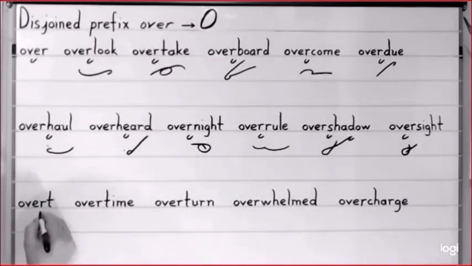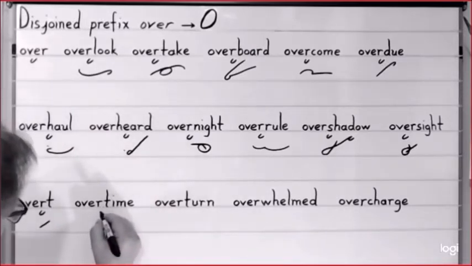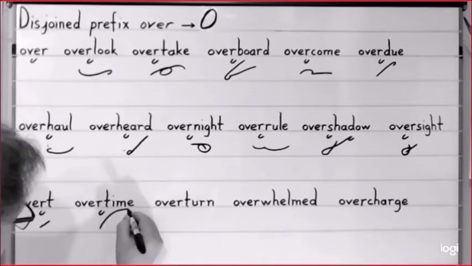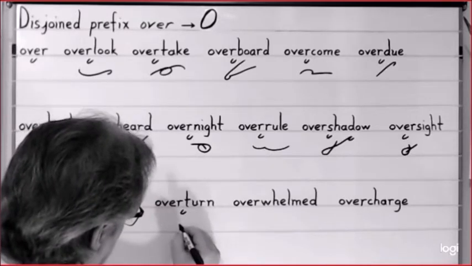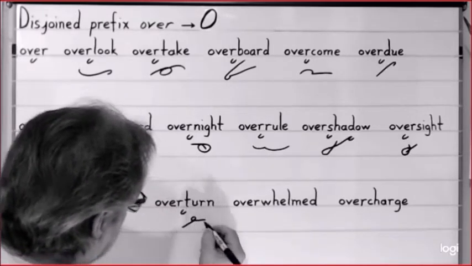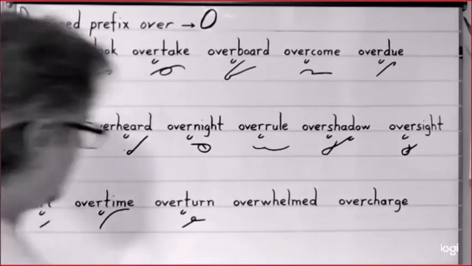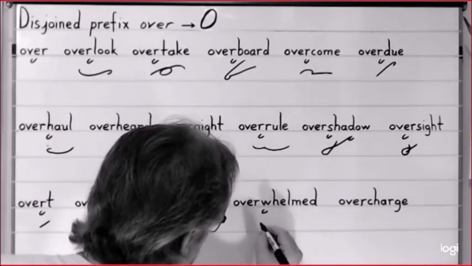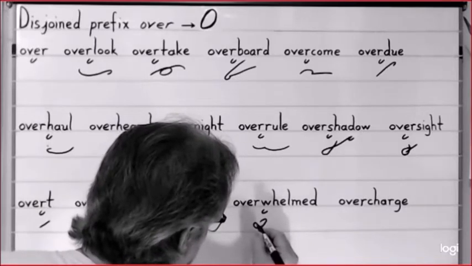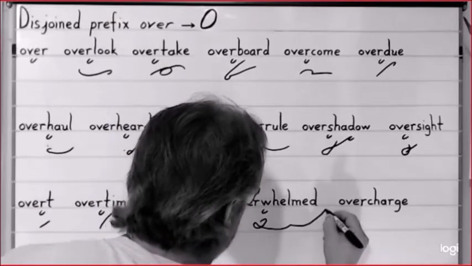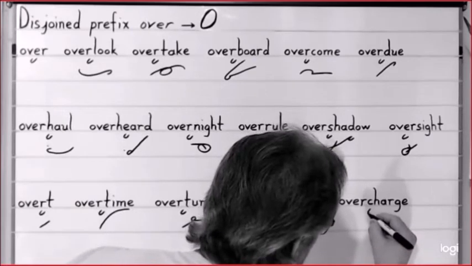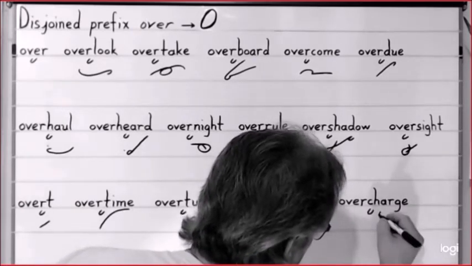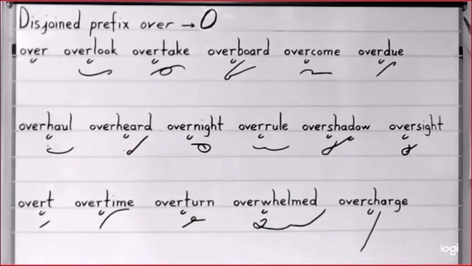Overt is O and a T. Overtime is O and a T EM stroke. Overturn is O and then a T E N. Overwhelmed is O, then a U E L, and then an MD stroke at the end. Then finally, overcharge is an O, then a CH and J together for charge, overcharge.